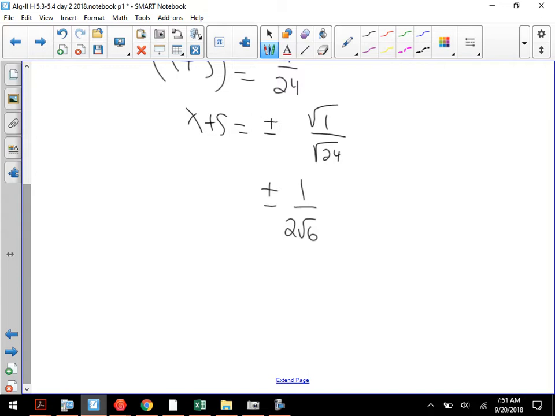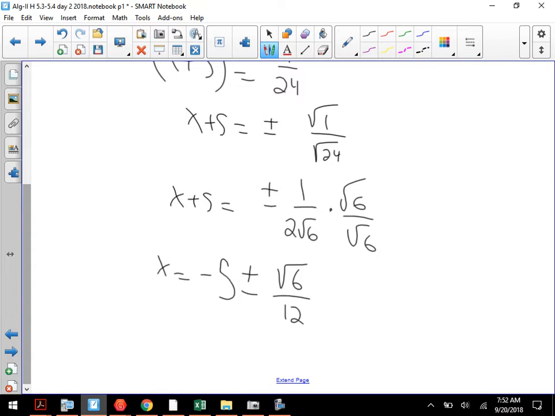Some of you guys have been multiplying top and bottom by 2 root 6. Well, that's fine. It's just a larger number, and then you just have to simplify the fraction later. Here, if you just multiply top and bottom by root 6, it's just a little bit easier. Because what's the square root of 6 times the square root of 6? 6. Now what's 2 times 6? 12. So I get plus or minus root 6 over 12, and then with that 5 that was here, I just move it out in front.